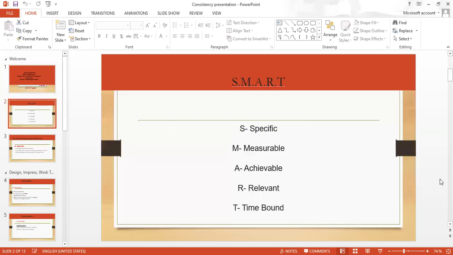Okay, so like I said, SMART stands for: S stands for specific, M measurable, A achievable, R relevant or realistic, and T time-bound. So these are our goals that we need to make sure fall within this.